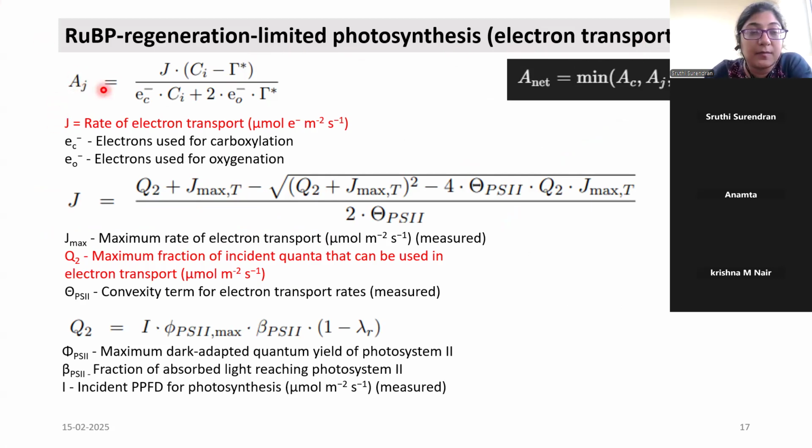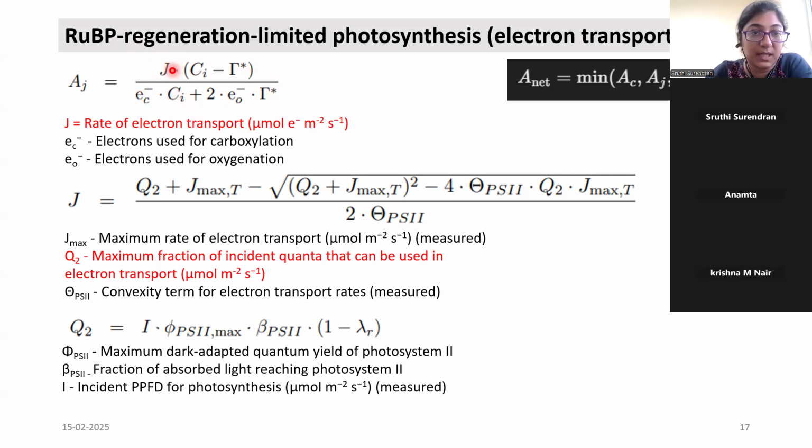Represented by AJ, we see in this also they have a lot of parameters or variables. The first parameter we see is the parameter called J. J is nothing but the rate of electron transport. You might want to pay attention. J means it is the rate of electron transport, not the maximum rate. It is just the rate of electron transport. We have a method to measure Ci. We know how to calculate gamma star. We know again Ci over here, gamma star over here.